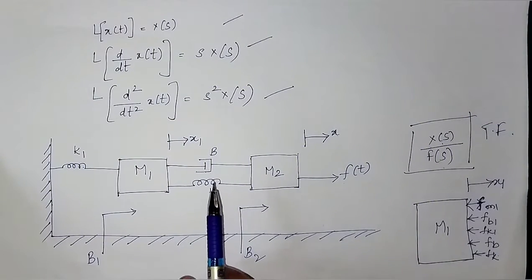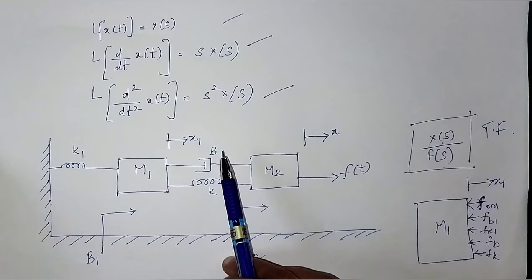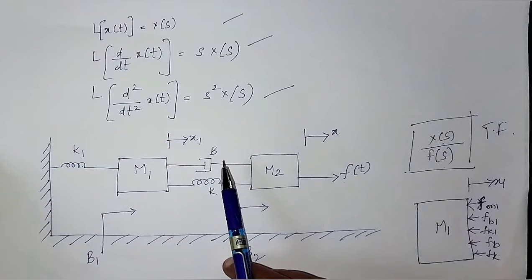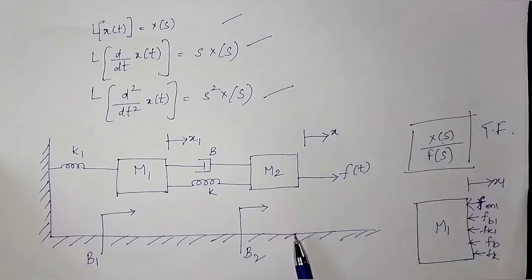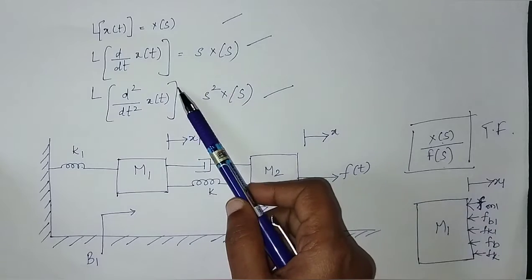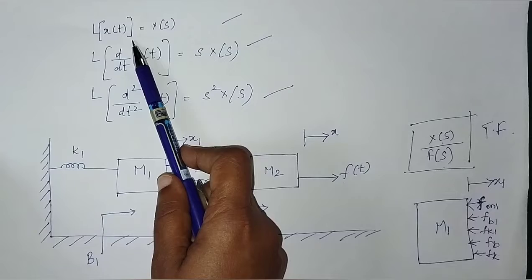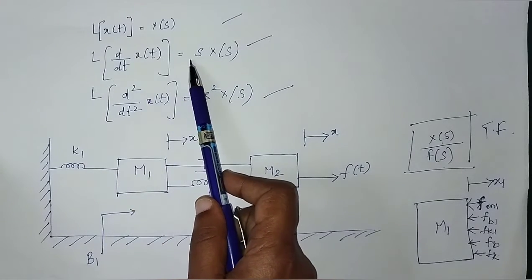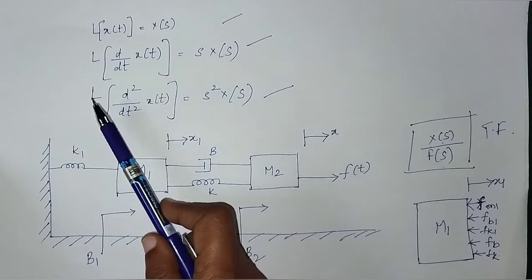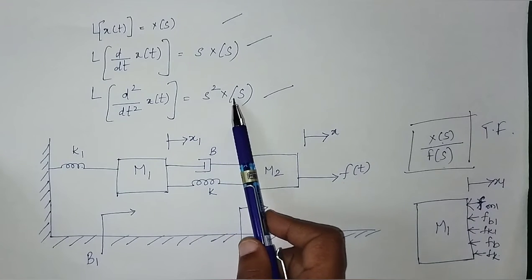In the last session, we have seen the basics of the mechanical translation system and the variables describing that particular system, along with the characterizing elements. Now, before going into detail with solving a problem about this mechanical translation system, we are supposed to know the formulas regarding the Laplace transform. So, Laplace transform of x of t is equal to X of s. Laplace transform of d by dt of x of t equals s into X of s. Laplace transform of d square by dt square of x of t equals s square X of s.